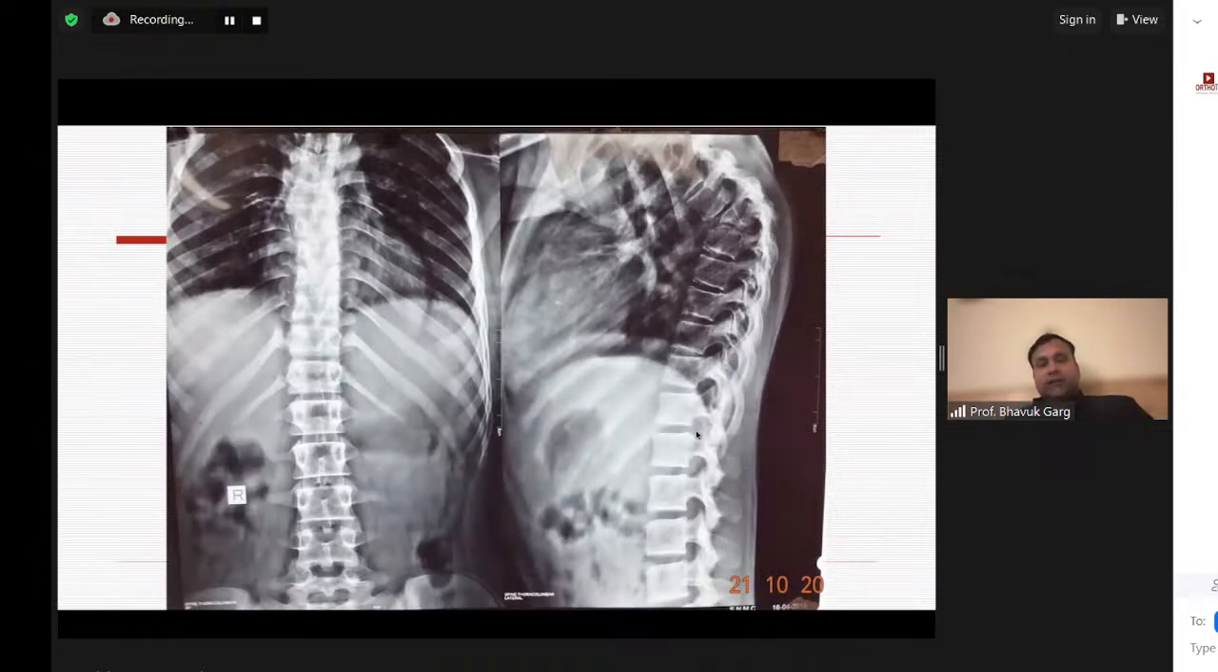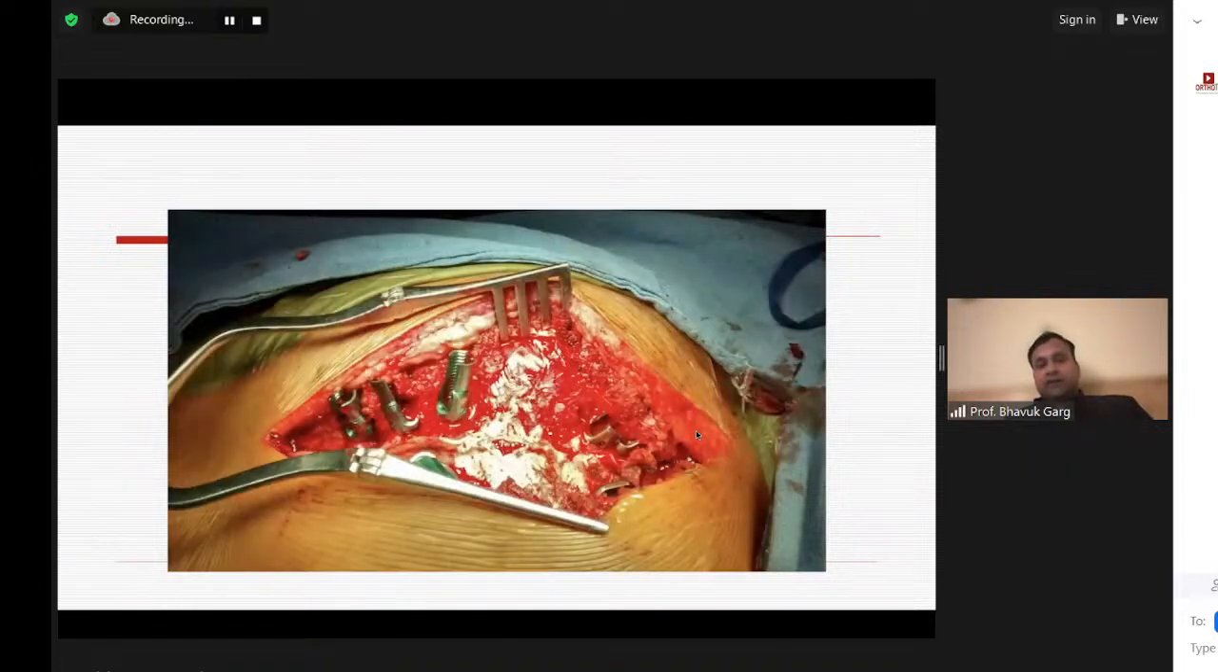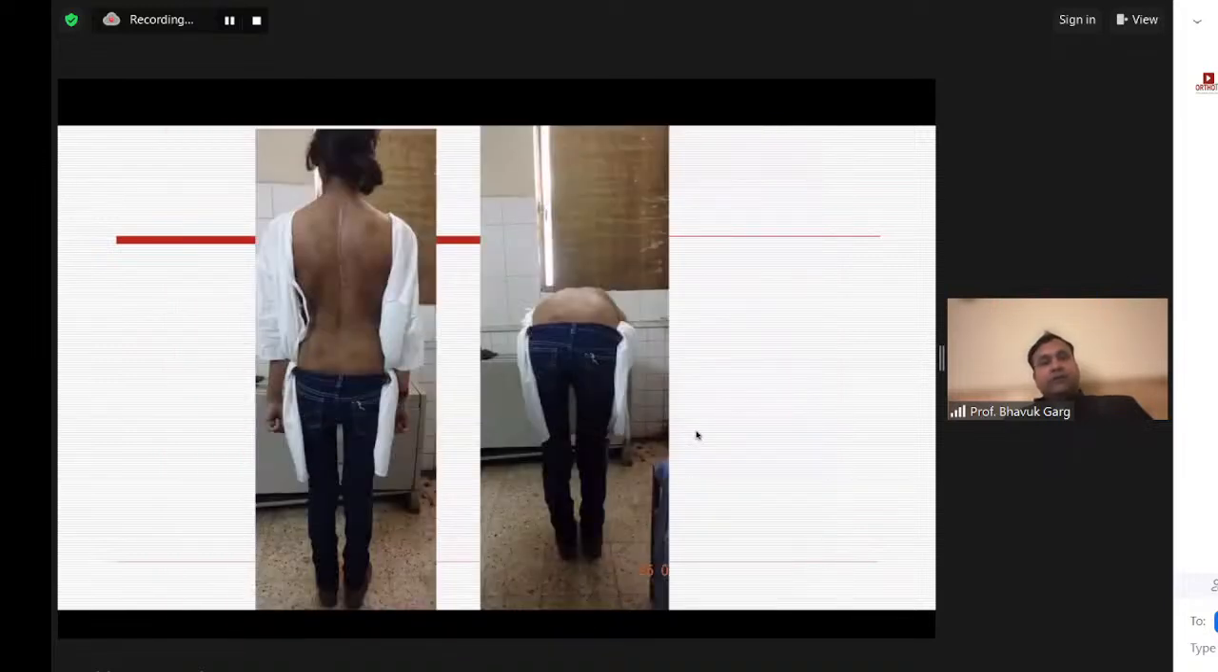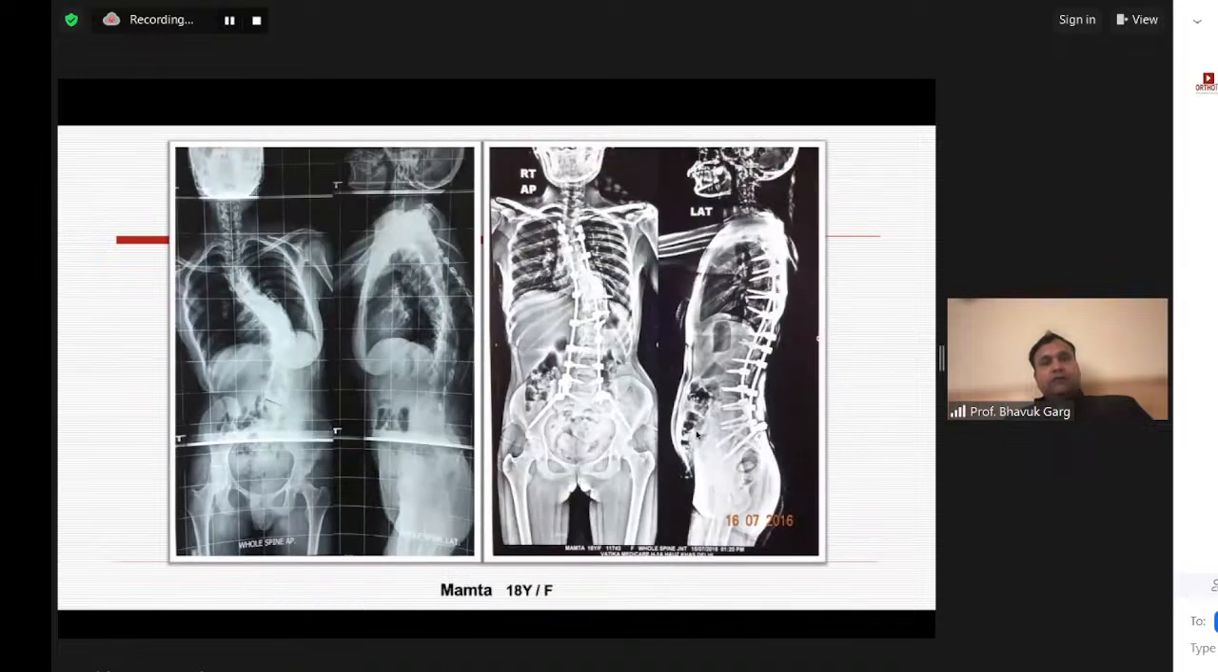Now, these pedicle subtraction osteotomies, they are safer in the lumbar spine. However, when you move to the thoracic spine, they become relatively difficult because the cord manipulation can give rise to paraplegia. So this patient has a post-tubercular spastic paraparesis, and we did the pedicle subtraction osteotomy here. And again, we could get good results and the patient recovered completely with the help of these osteotomies.